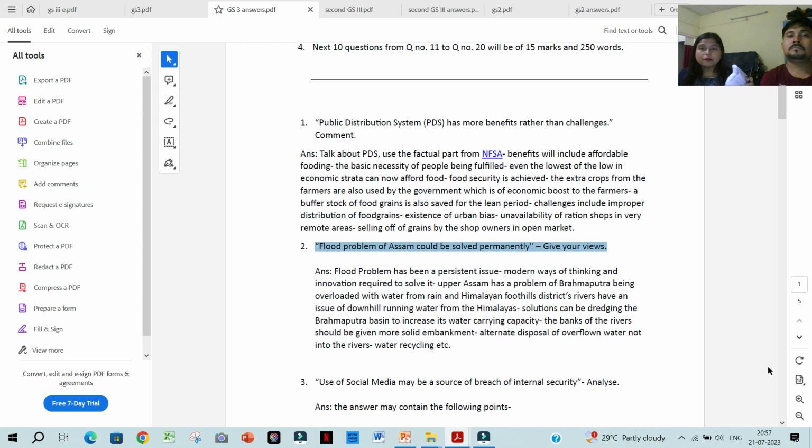That is also one of the primary reasons the water spills over. So here we can write river dredging. Or what was written in the question: blah blah blah, solid embankment, alternate disposal of water not into the rivers. Solutions can be dredging the Brahmaputra basin to increase its water carrying capacity; the banks of the river should be given solid embankment; alternate disposal of overflown water not into the rivers; water recycling. That is what we actually wanted you to write. So I hope that you have written it.